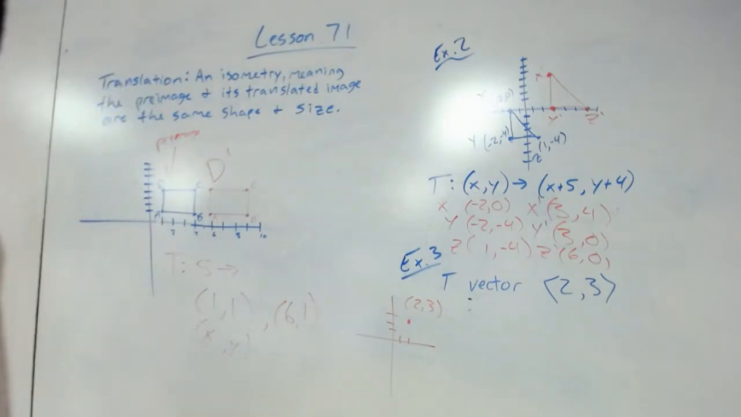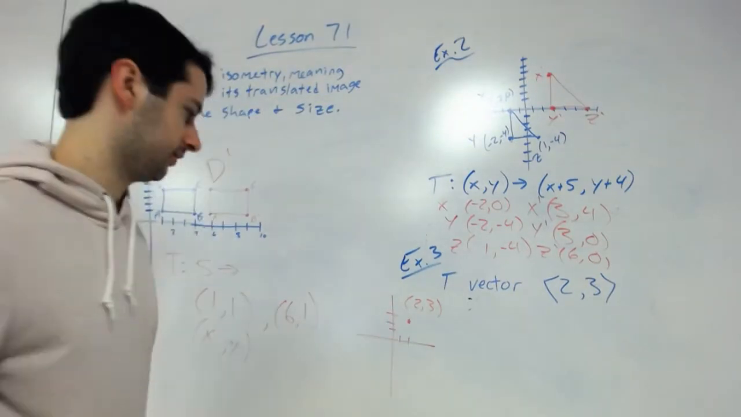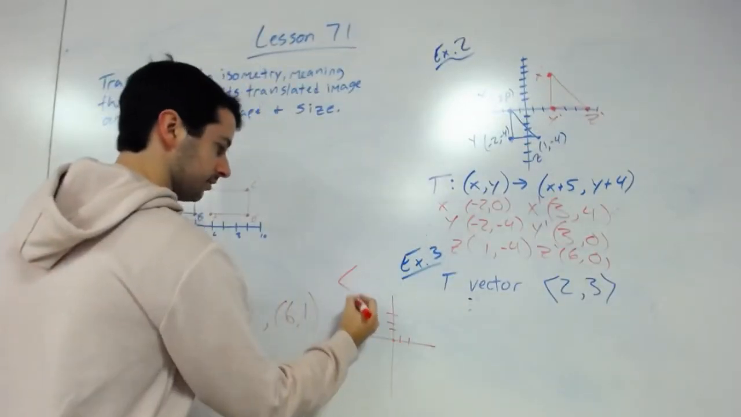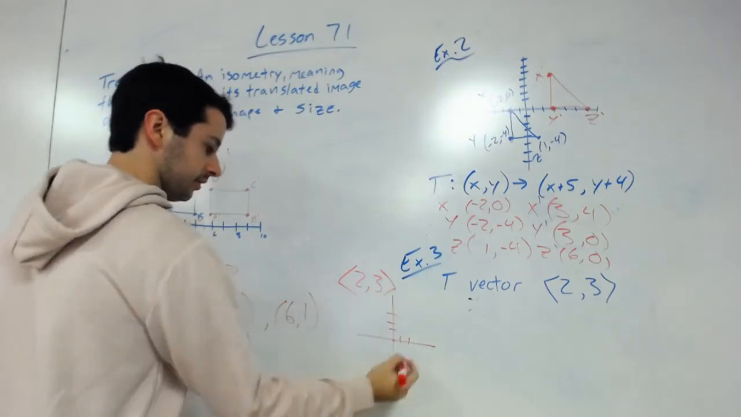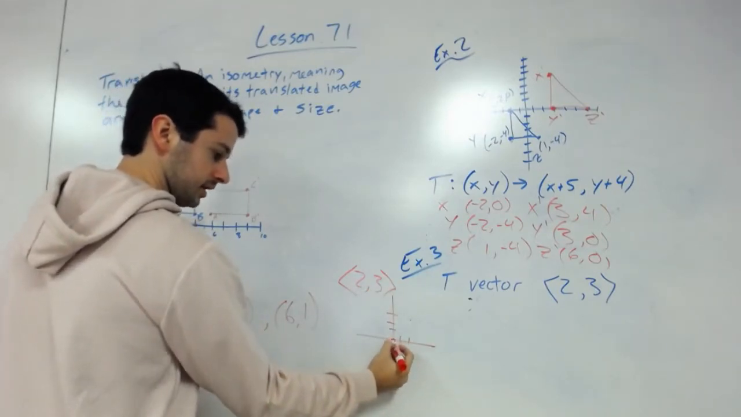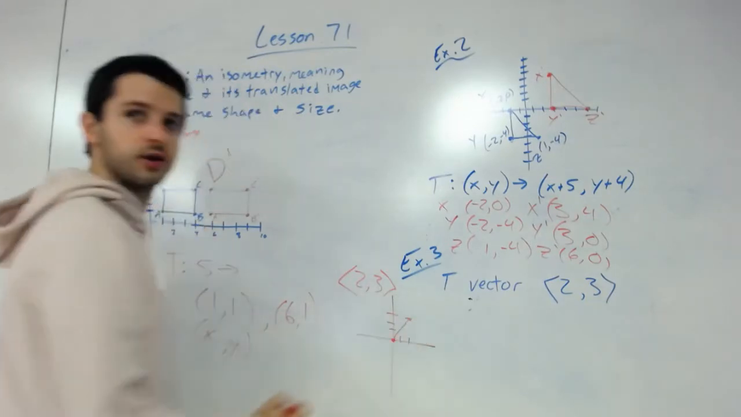Well, vector 2, 3 means, let's imagine we start at the origin. Let's get rid of this right here. We start at the origin. Vector 2, 3, signified by the arrows, means you go to the right twice and up to the third spot. This is your initial point. This is your terminal point. So it's actually drawing a line there.